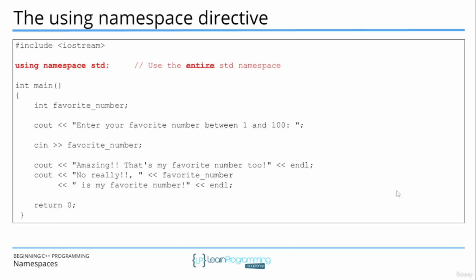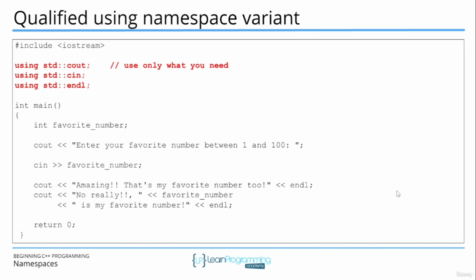In this case, we have a qualified using variant in which we tell the compiler exactly the names I want to use from a specific namespace. You can see I'm using 3 using directives, each qualified for a specific name in a specific namespace. The advantage of this approach is that we can still use cin, cout, and endl in our code without the namespace and scope resolution operator. And we're not getting any other names from the C++ standard namespace.